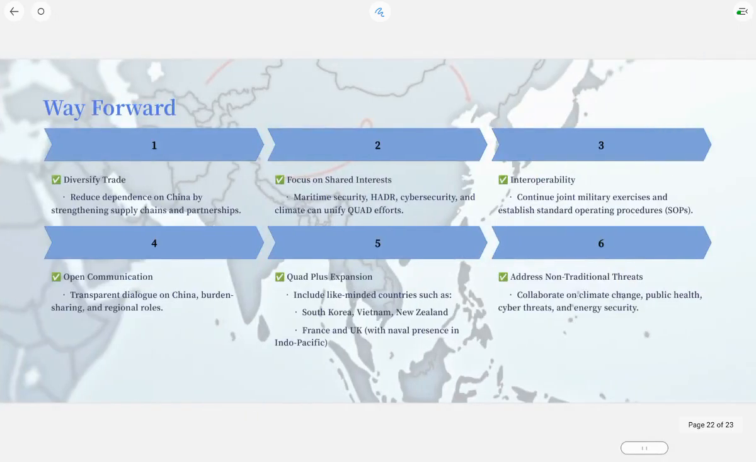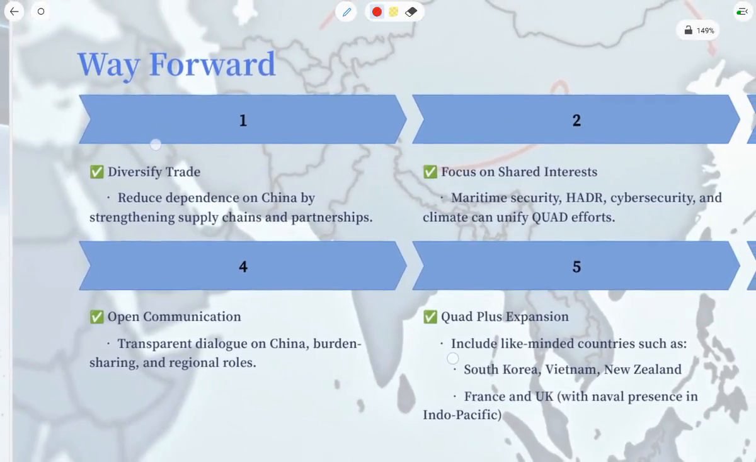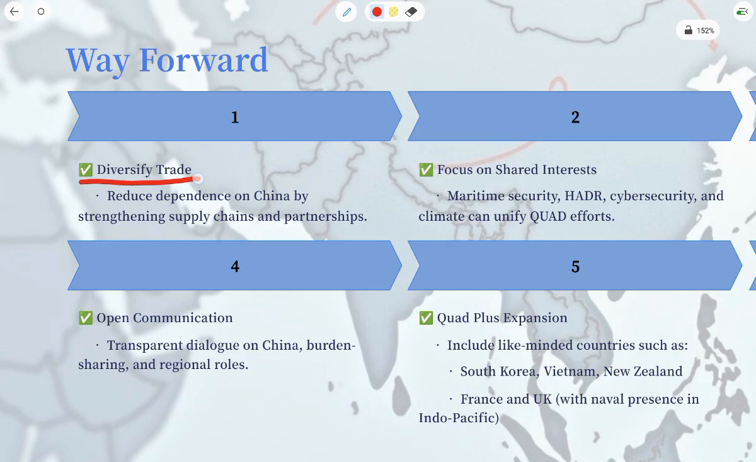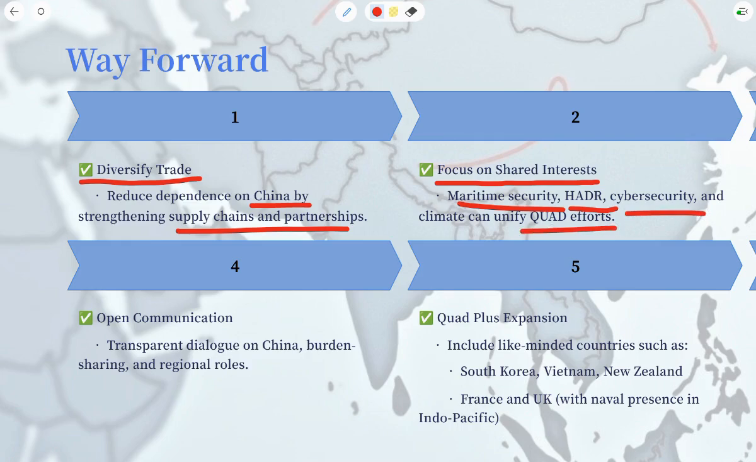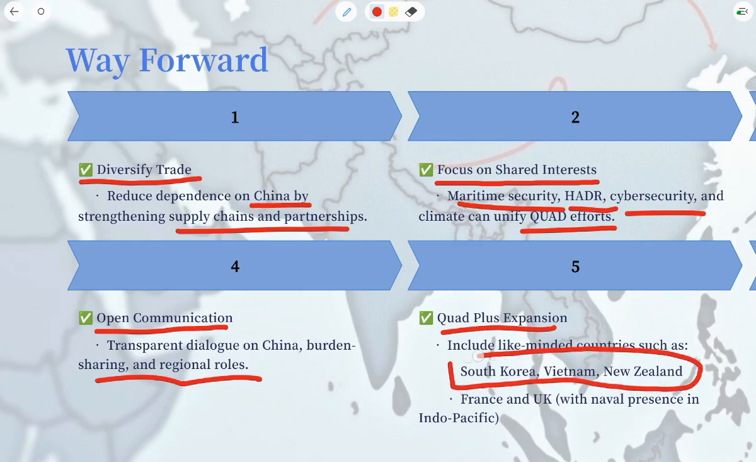So what can be the way forward? Diversifying trade, reduce dependence on China by strengthening supply chains and partnerships. We have to reduce the dependence on China for everything. Mutual focus on shared interests: maritime security, humanitarian assistance and disaster response, cyber security, and Quad efforts. Open communication. There should be open communication, dialogues on China and burden sharing on regional roles. Quad Plus expansion. Very important that there should be expansion of Quad by admitting more like-minded countries, like South Korea, Vietnam, New Zealand. This is very important.